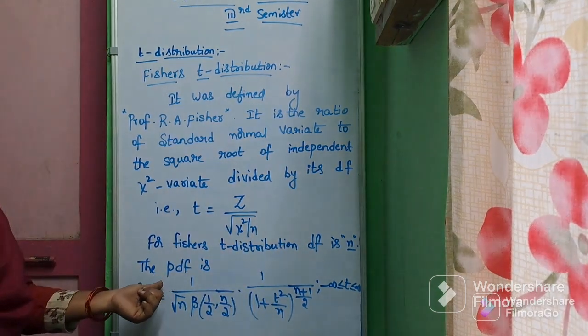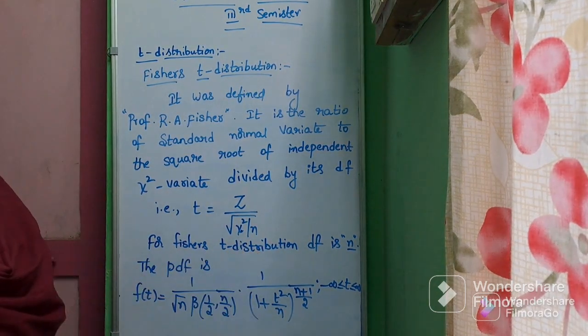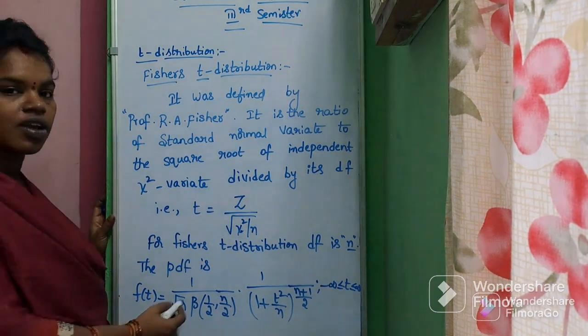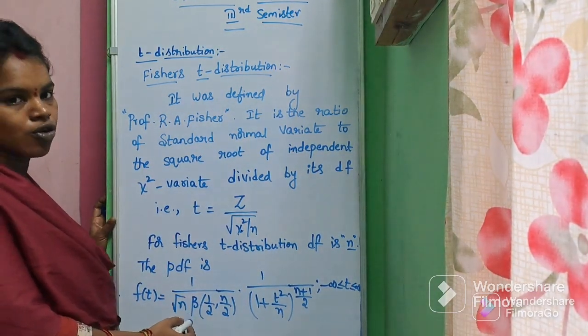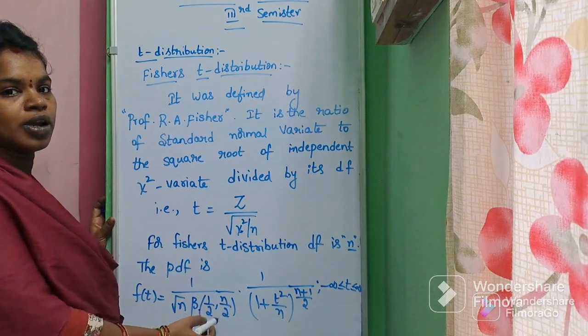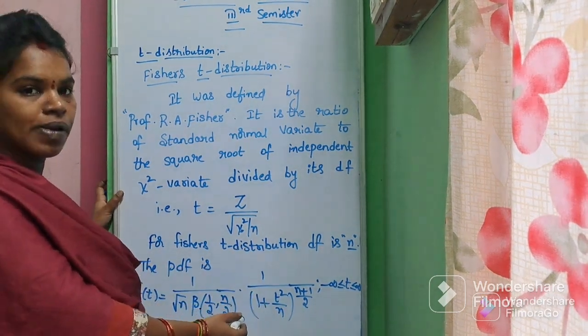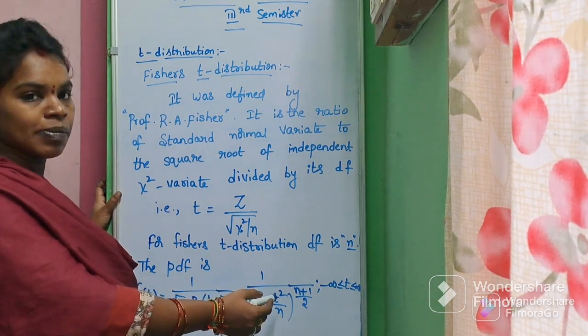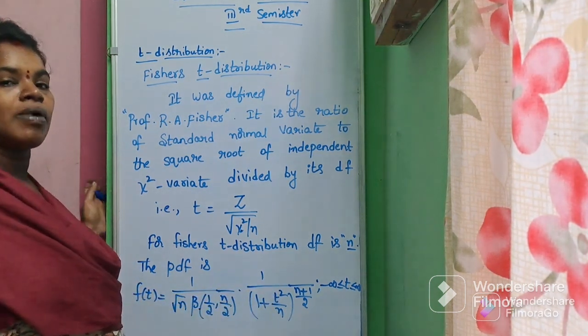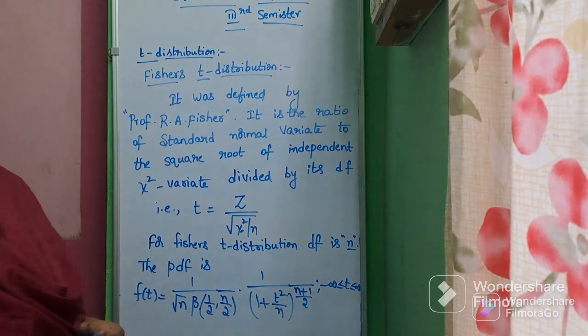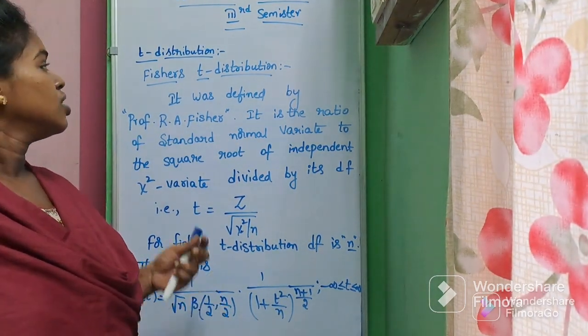Next, the PDF for t distribution is f of t is equal to 1 by square root of n into beta of 1 by 2 comma n by 2 into 1 by 1 plus t square by n whole power n plus 1 by 2. And the limits are minus infinity less than or equal to t less than or equal to infinity. This is our t distribution.